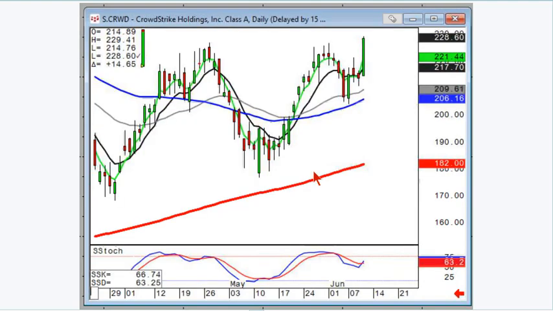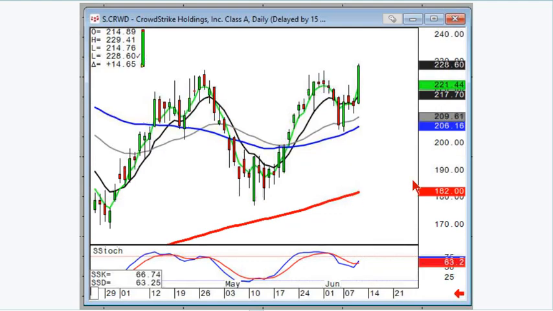CrowdStrike. So here's the simple assumption. If this is wave 1, wave 2, this is starting wave 3 of a J hook with the same magnitude as this, that means it's going through this level. You can still be a buyer of this one.